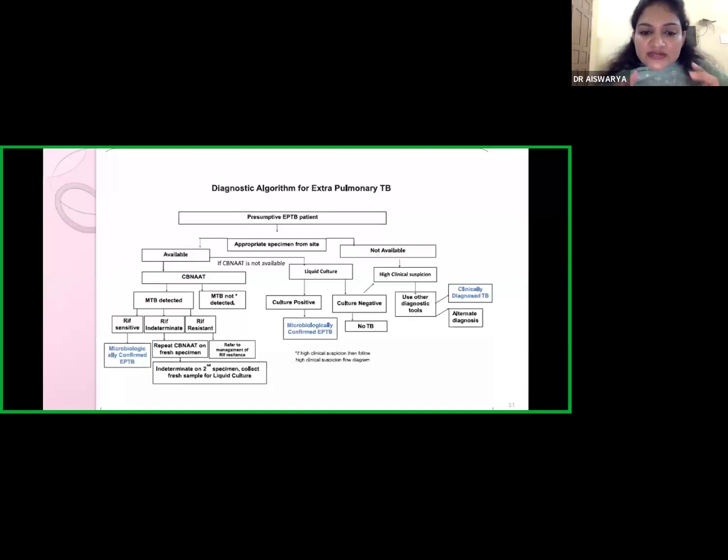If the appropriate specimen is available, we can go with CBNAT and check whether MTB and rifampicin resistance are present. If the appropriate specimen is not available, for example in spine TB, usually we won't go with a higher-risk procedure like biopsy. Based on radiological evidence from MRI spine, if the clinician is 100% sure that this is TB spine, he can start ATT. That kind of patient we call a clinically diagnosed EPTB patient.